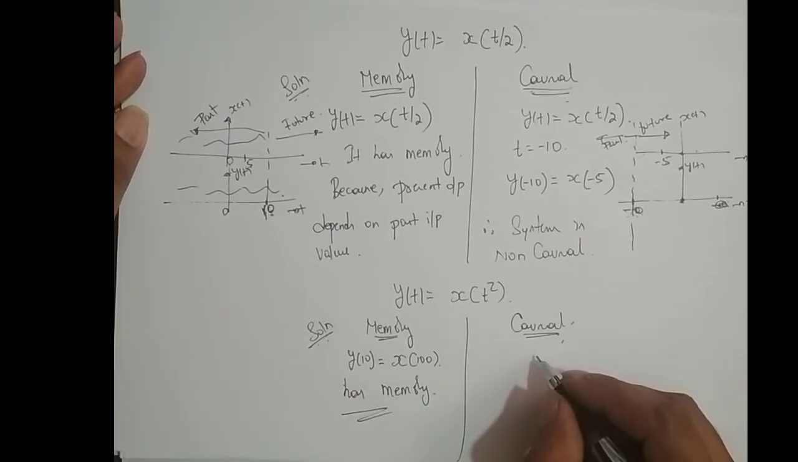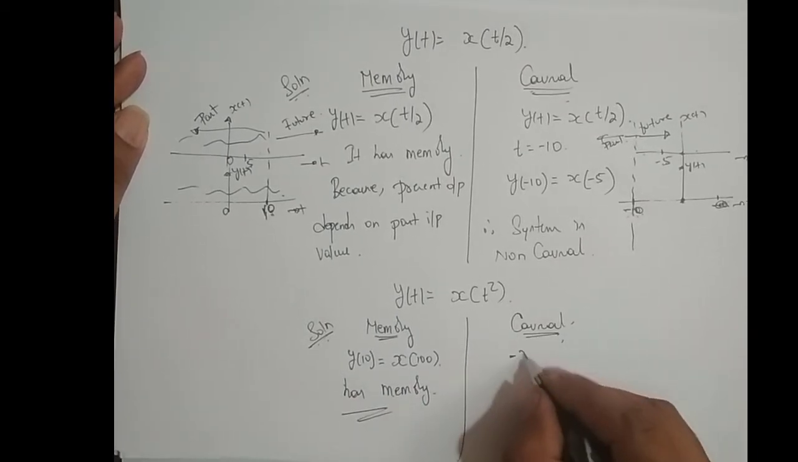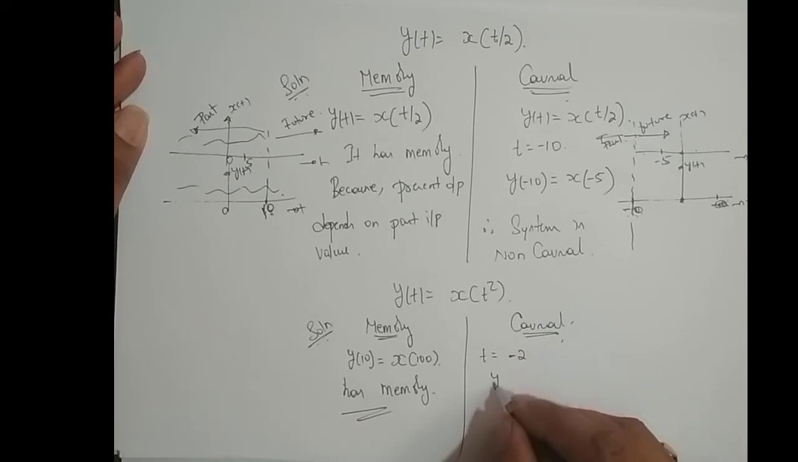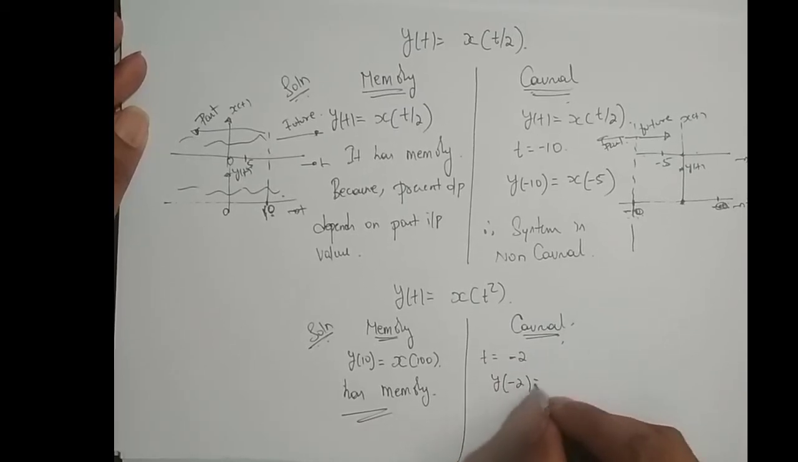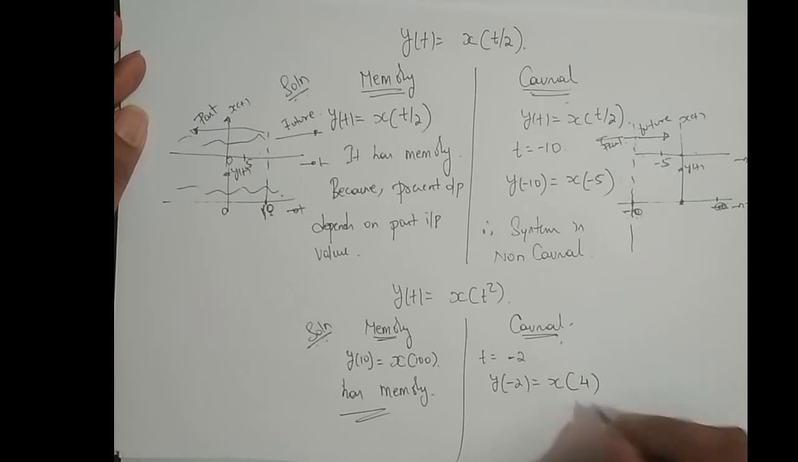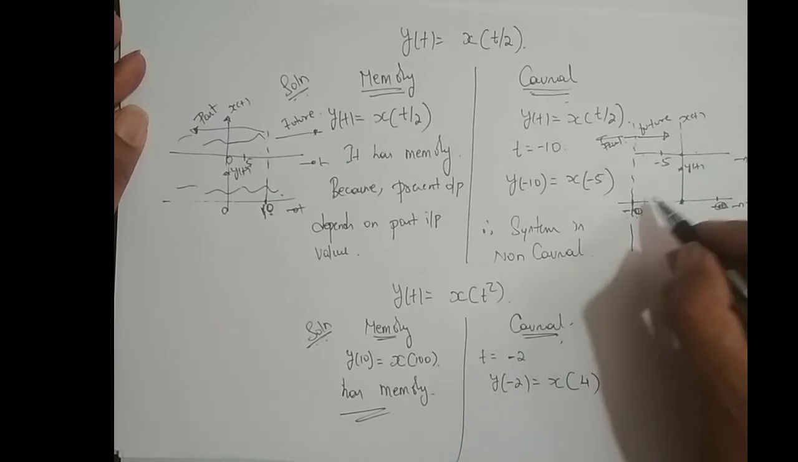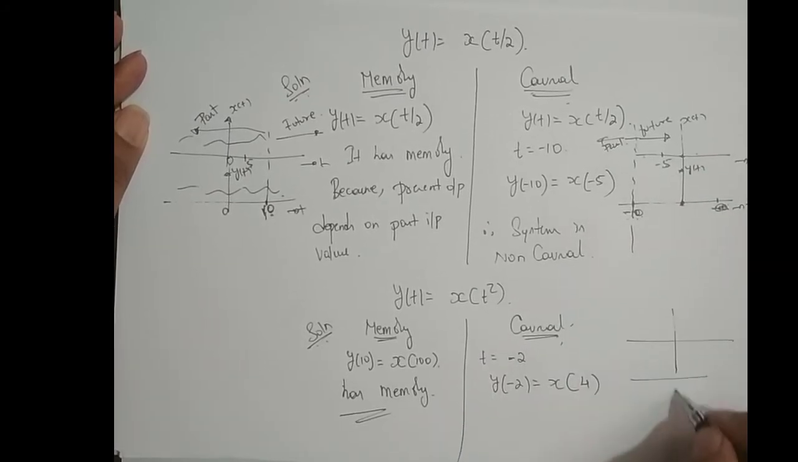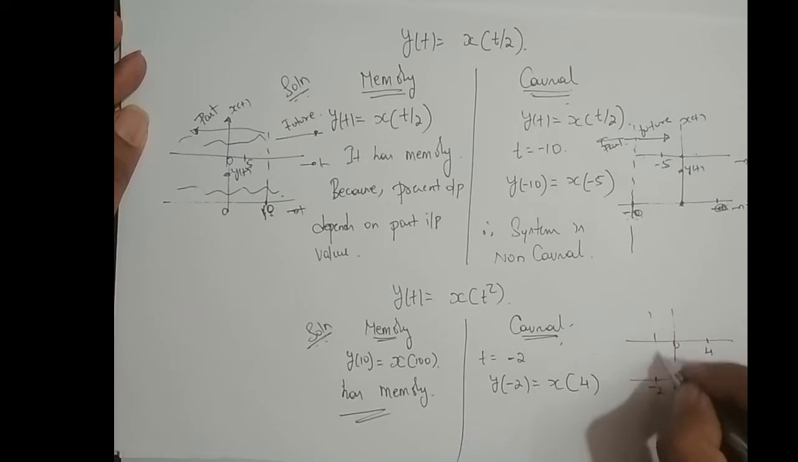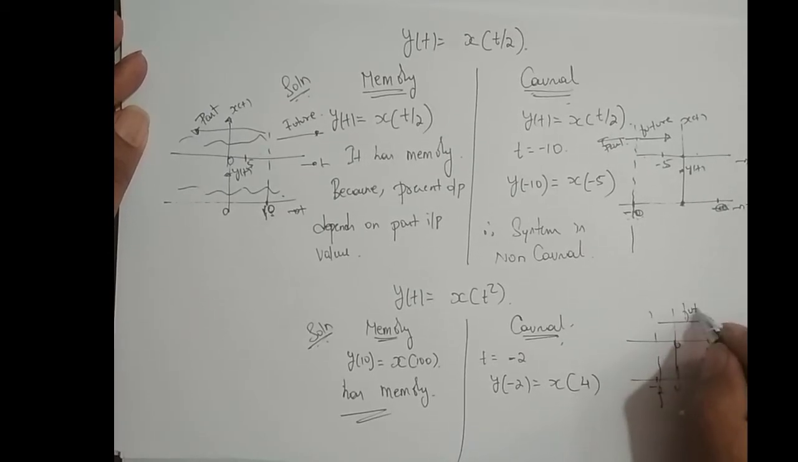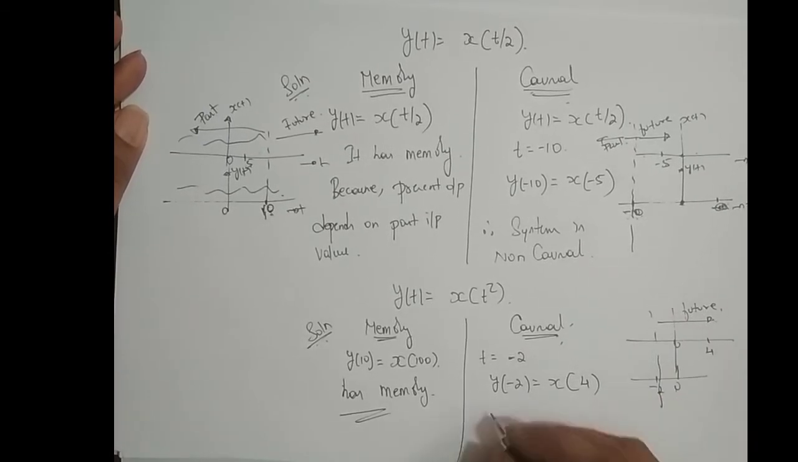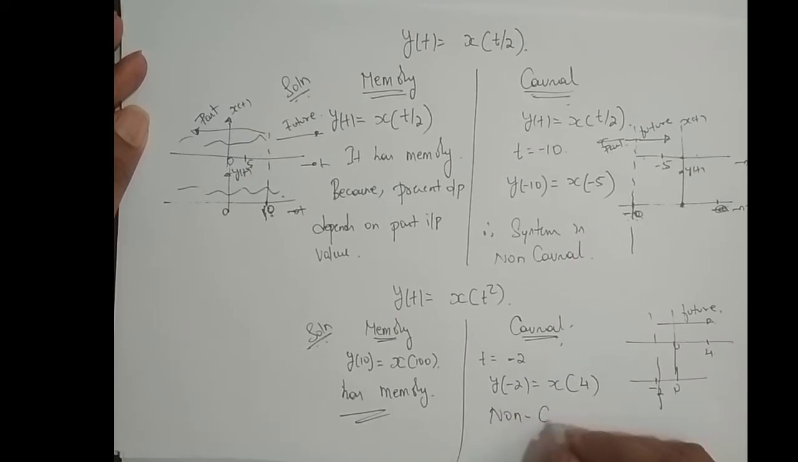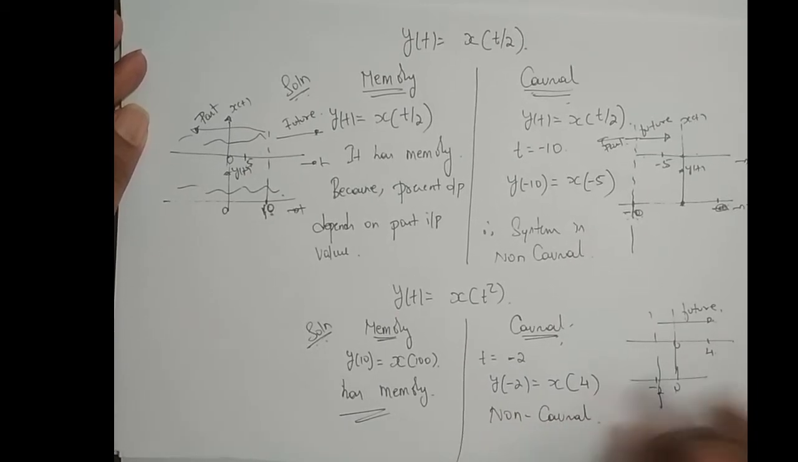Right? And what about causality? If I put t is equal to minus 2, what happens? y of minus 2 is equal to x of 4, right? So present output, so y of minus 2 is here, is equal to x of 4. 4 is here. So present output depends upon future input value. So system is non-causal. Okay.